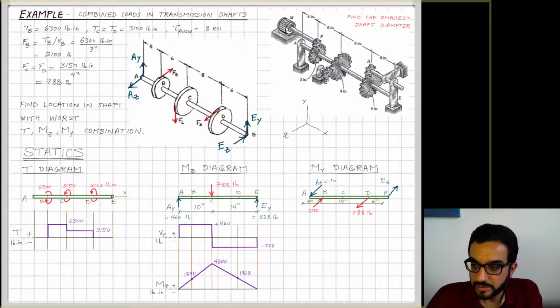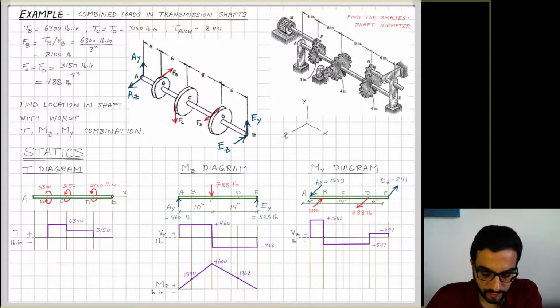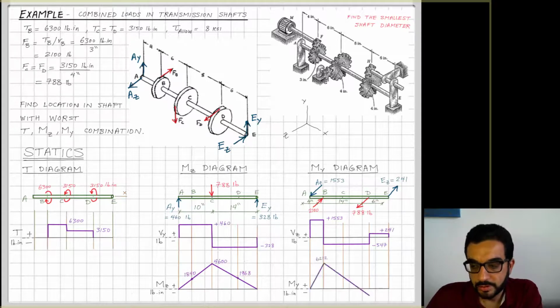But first I will have to calculate from equilibrium the reactions, which I did, and then I draw here the shear diagram. Using the shear diagram, I'll be able to draw the moment diagram. So now, done with all of that, this is the most important part of that exercise, figuring out really where is the critical section.